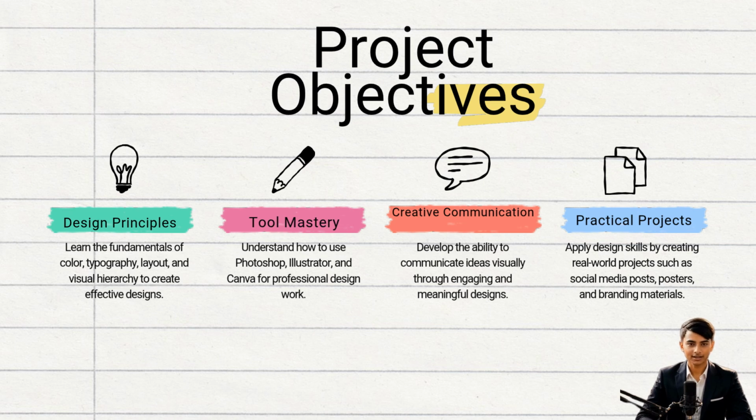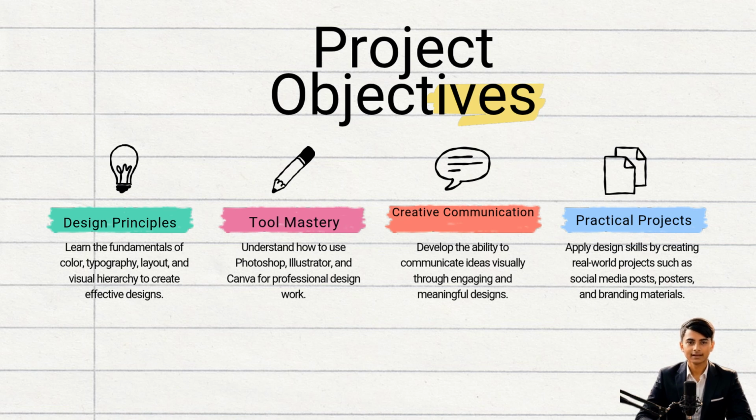Project objectives. Now let's look at the key objectives of learning graphic design. The goal is not only to create attractive visuals, the real objective is to communicate ideas effectively, master professional tools, develop creative thinking, and build practical experience. Design principles. Design principles act as the rules of visual communication. These include balance, contrast, alignment, proximity, and hierarchy. When used correctly, these principles make designs easier to understand and more visually appealing.